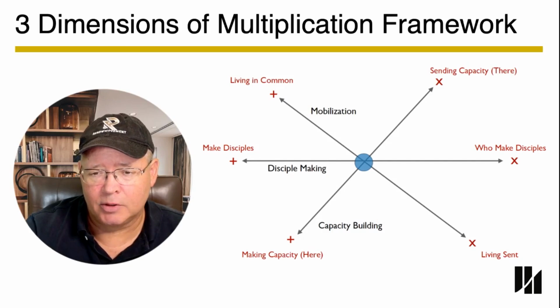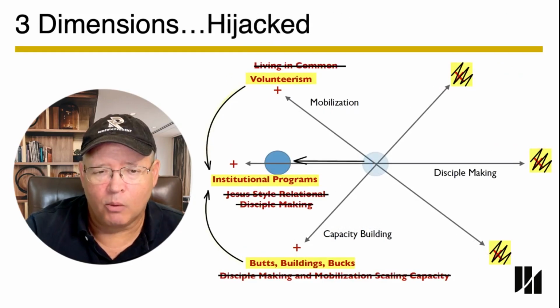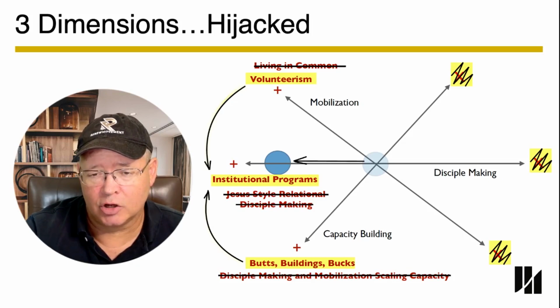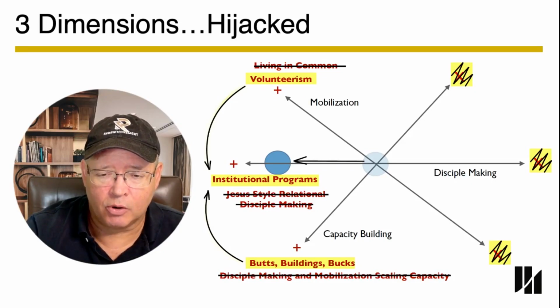Much of what happens with the church is how do we scale and multiply these dimensions of disciple making and mobilization. We've talked about what we've done is we've hijacked all three dimensions. That hijacking starts with replacing relational disciple making as the core mission and growth engine of the church with institutional programs being our method of choice for growing. What happens when we embrace institutional programs for growth?